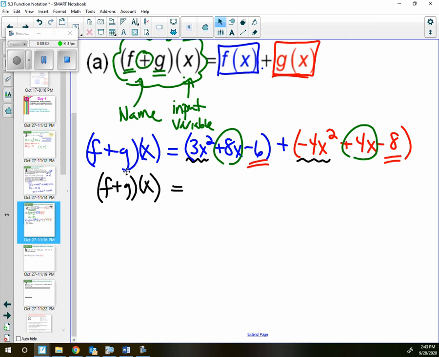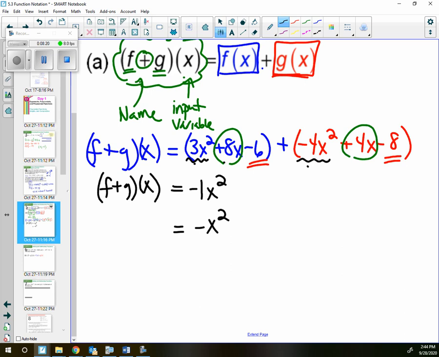Okay, so go ahead, pause the video, see if you can come up with what you think this polynomial should be when you add the rule for f to the rule for g. All right, so 3 plus negative 4 would be negative 1x squared. You don't need to have the 1. You could just say negative x squared, and that's the same thing. How about the x's here?